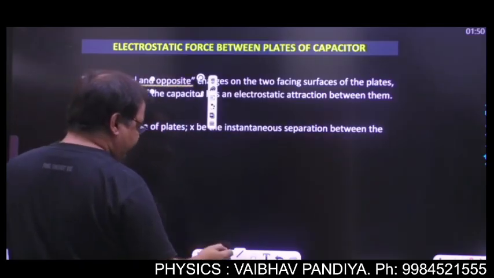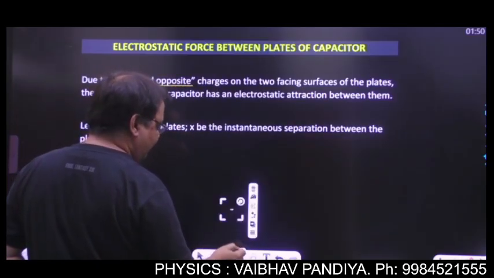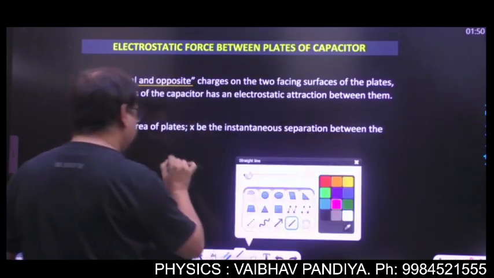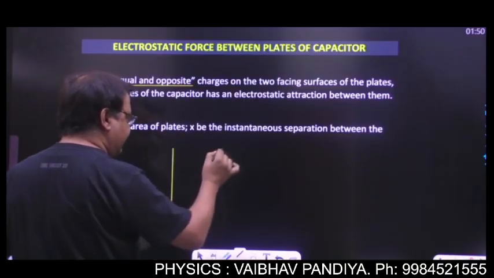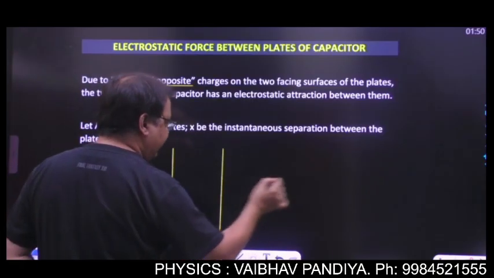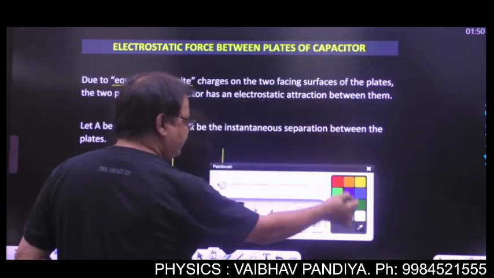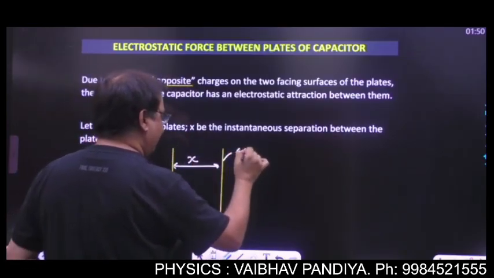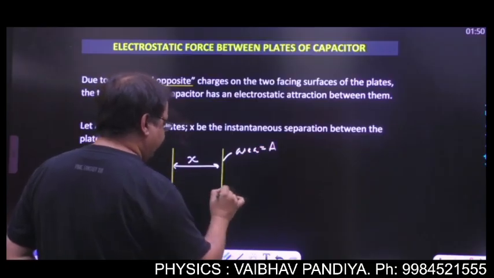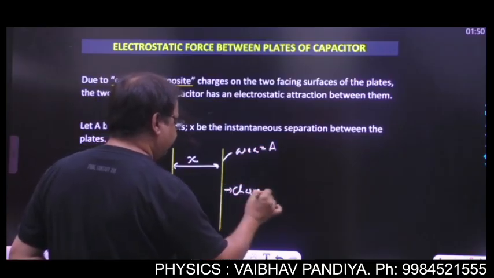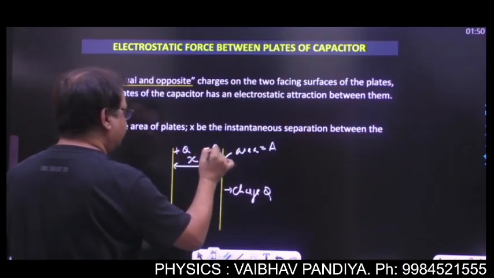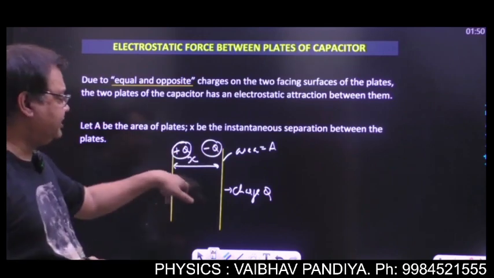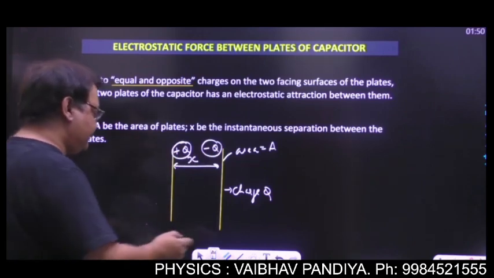So let us assume that we have two plates of a capacitor, each of area A, okay? I'm making the side view of the plates. And say the instantaneous separation between the plates is X and the area of the plate is A. And say the charge on the plate is Q. Of course, one will be plus Q and another will be minus Q. We all know the charges on the surfaces facing each other on the two plates are equal and opposite, okay?